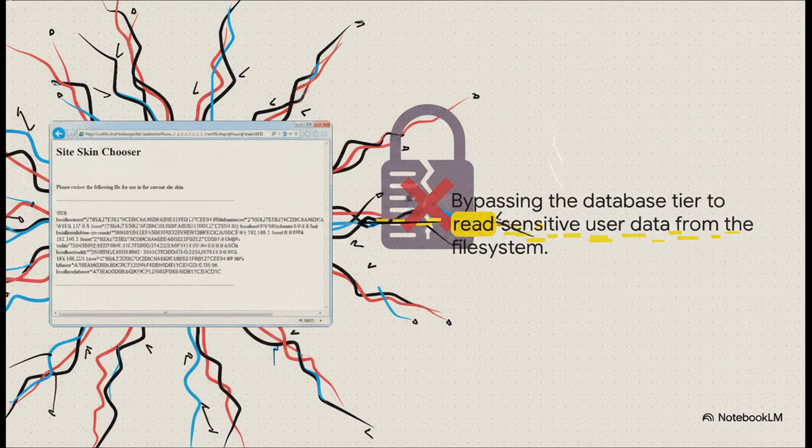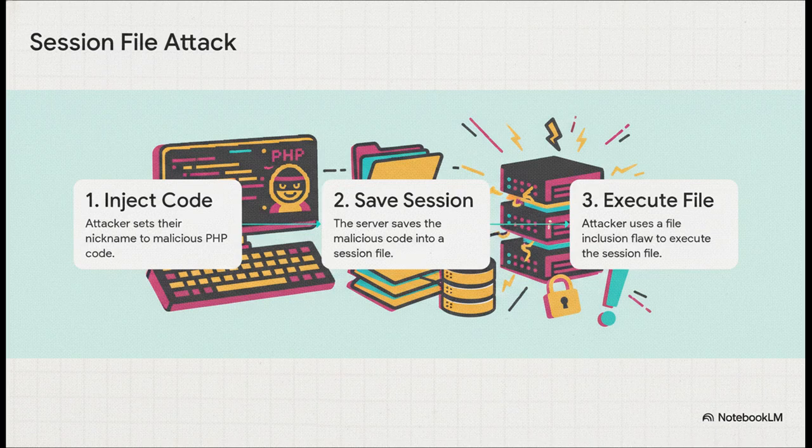Okay, let's level up to an even more advanced attack that chains two separate weaknesses into one. In a lot of PHP applications, user session data, like your username or preferences, is just stored in simple text files on the server. So if an attacker can control some of that data, like setting their nickname, and there's also a separate bug called a file inclusion vulnerability, they can achieve a full compromise. That file inclusion flaw is a bug where you can trick the application into running a file it was never supposed to.